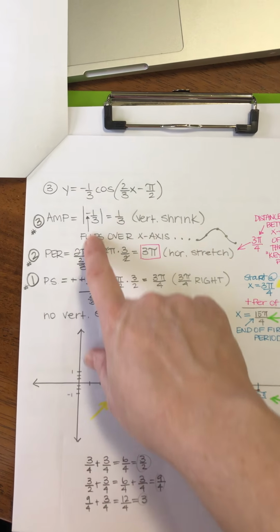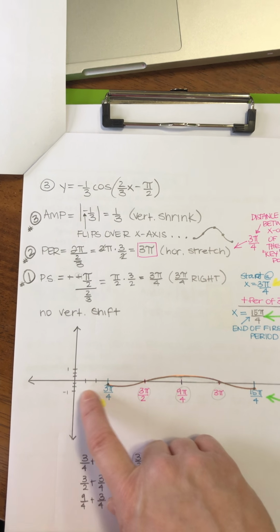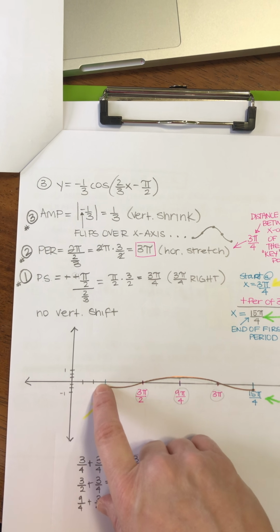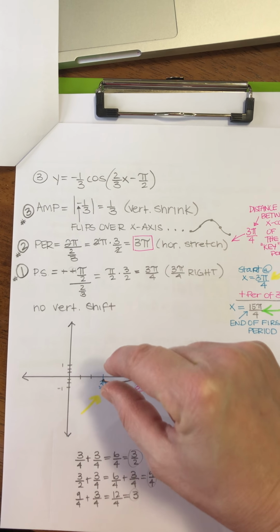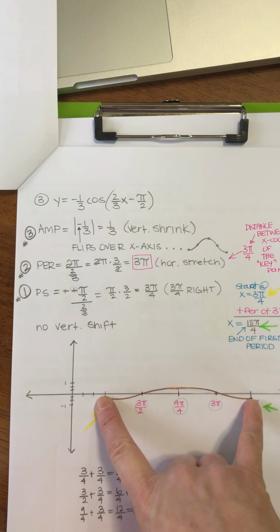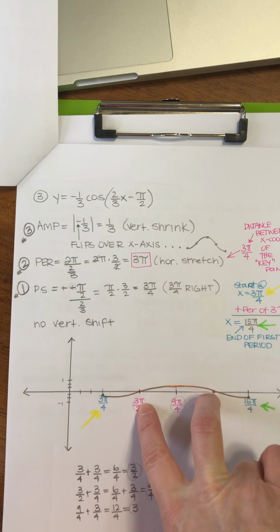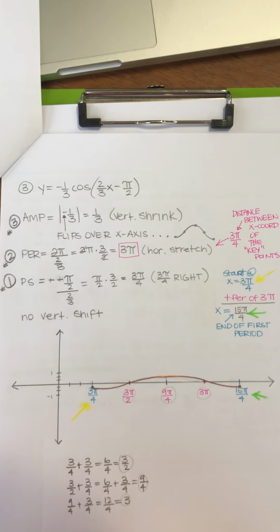Okay? Then, since it's negative, it's going to start at its minimum, which is just going to be a negative 1/3. Very, very short little graph, but stretched out. And at the end, it's going to be at its minimum, halfway in between at its maximum, and then halfway in between those at x-intercepts.